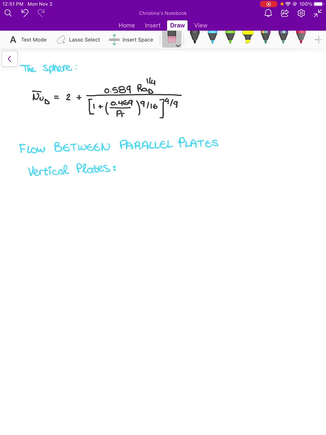Before talking about internal flow, we should talk about the intermediate case between external and internal, which is a flow being sandwiched between two parallel plates. The plates do not have to be vertical or flat, they could be at an angle. If the two parallel plates are vertical, there are specific simplified correlations that can be used.